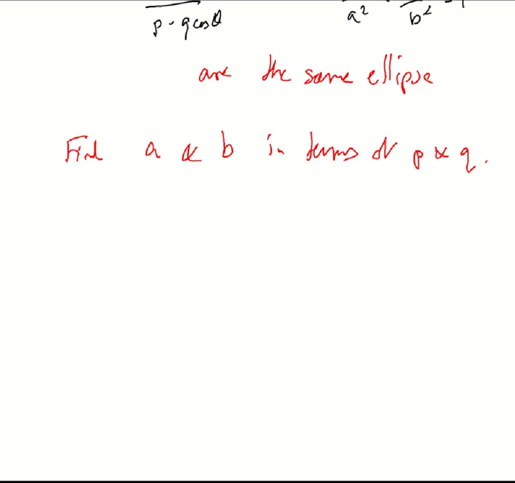First of all, here's our triangle: there's the sun, there's the planet, there's theta, there's r, and we know that this is x and this is y.